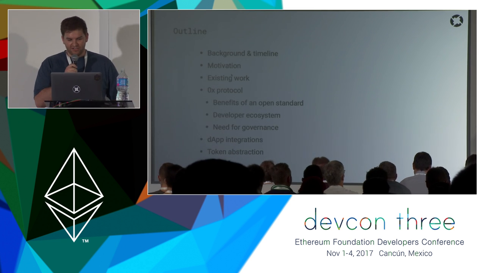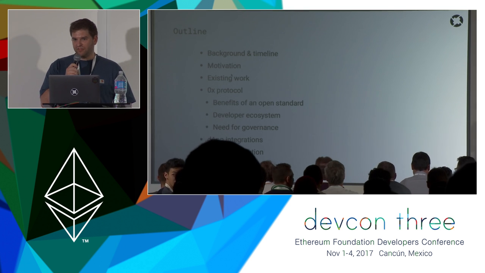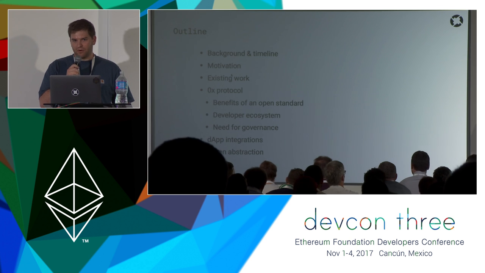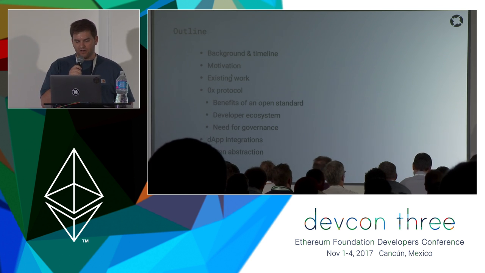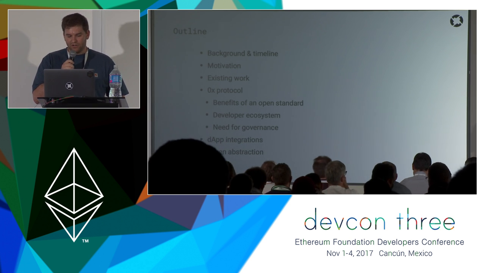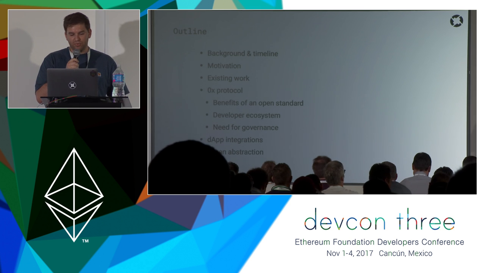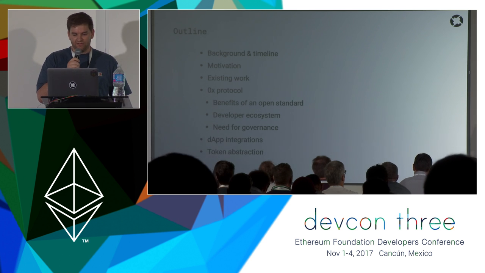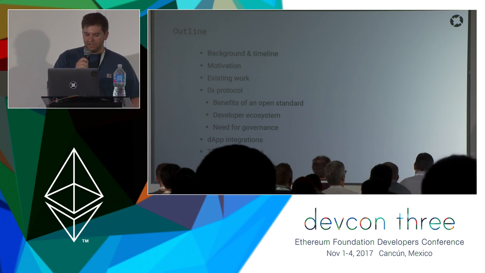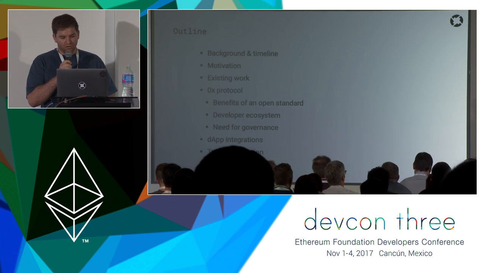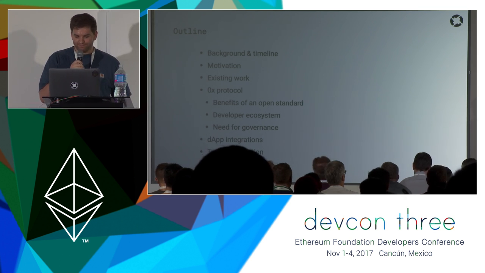So just to outline this presentation, I'm going to quickly give a little bit of background and timeline on 0x protocol, motivate the problem we are trying to solve, talk a little bit about the existing work. Then we'll go into 0x protocol. We'll talk about the benefits of an open standard. We'll cover the developer ecosystem that we see developing today. And we'll quickly discuss the need for governance for open protocols. Then we'll go into dApp integrations and something that we like to call token abstraction.